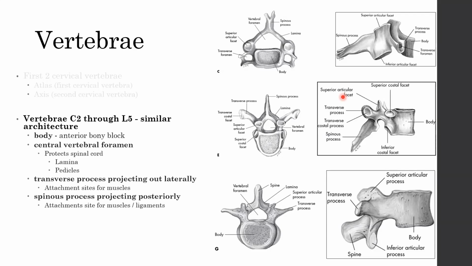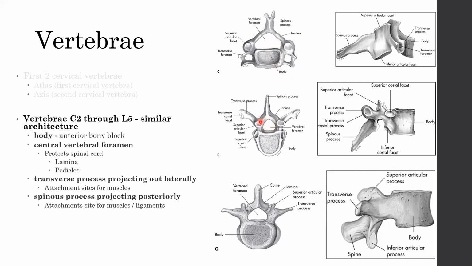So in our vertebrae C3 to L5, you'll notice that we have particular bony characteristics that are similar within these vertebrae. This would include a vertebral body, and this is just the anterior bony block. You'll see this huge opening here. This will be our central vertebral foramen. This is where our spinal cord comes through.